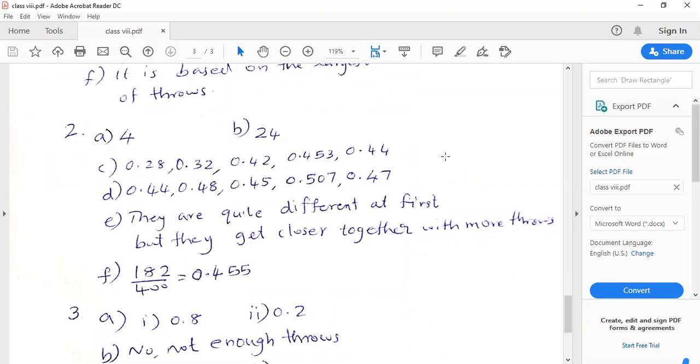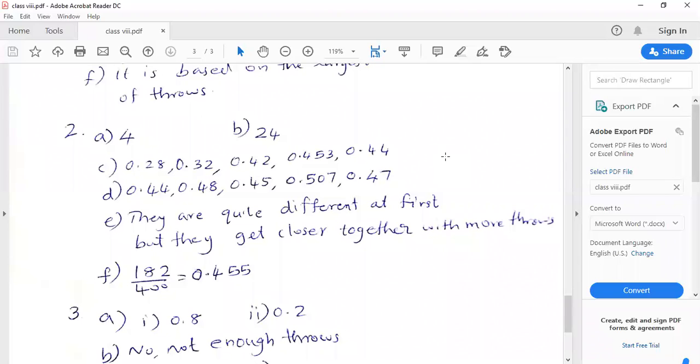Okay, not enough throws. Now, Hassan spins a coin 100 times. He gets 80 heads and 20 tails. So find the experimental probability of throwing a head and a tail.